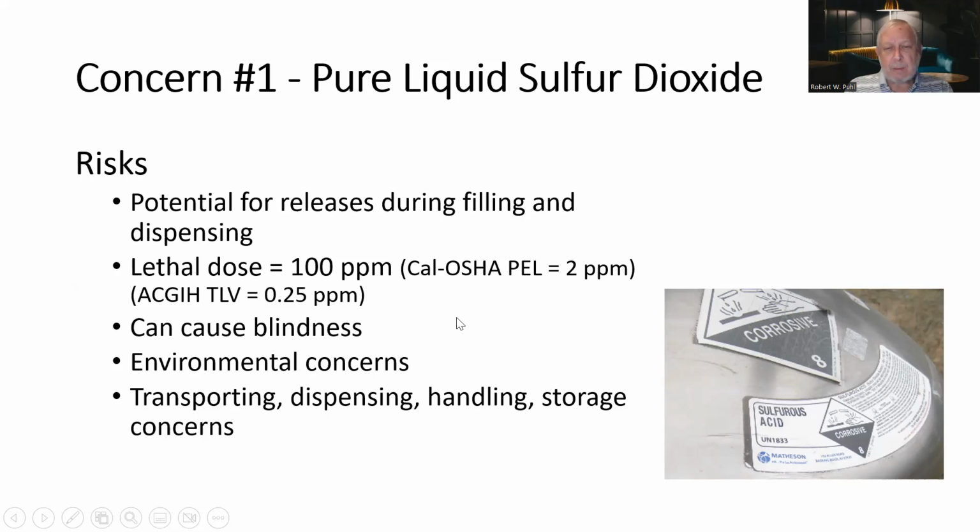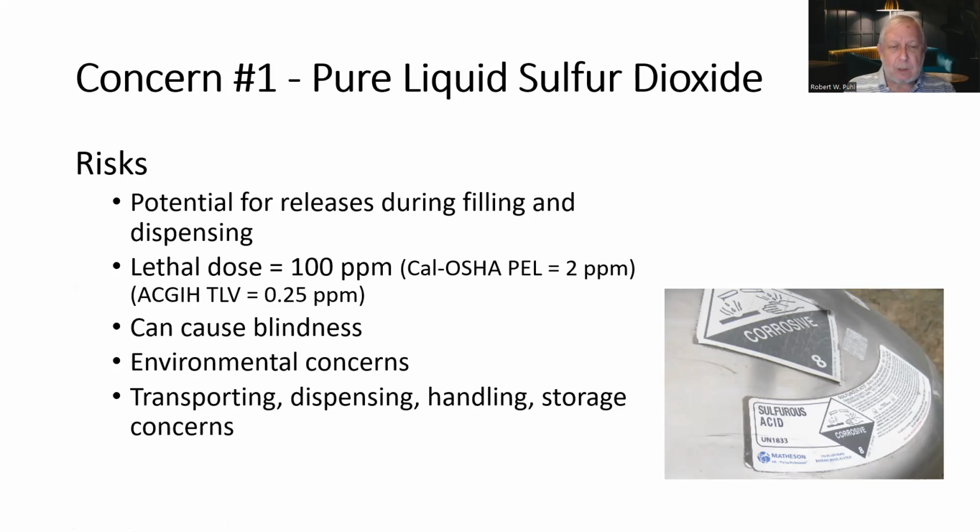Lethal dose is 100 parts per million, but the Cal OSHA permissible exposure limit is only 2 parts per million, and the ACGIH TLV is 0.25 parts per million. These groups have never, since OSHA's been around, gotten together and figured out what is best here, and that's kind of disturbing. Anyhow, this stuff can cause blindness. There are environmental concerns. They're over the threshold for EPA reporting.